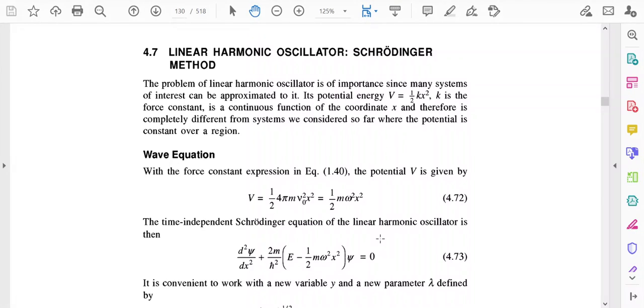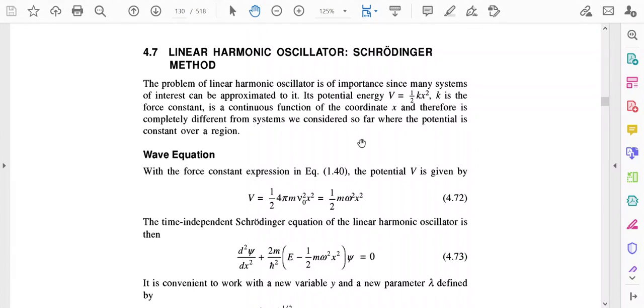In this lecture, we will discuss the quantum harmonic oscillator. In the previous lecture, we already discussed the classical harmonic oscillator, and in this lecture, we are going to discuss the quantum harmonic oscillator.